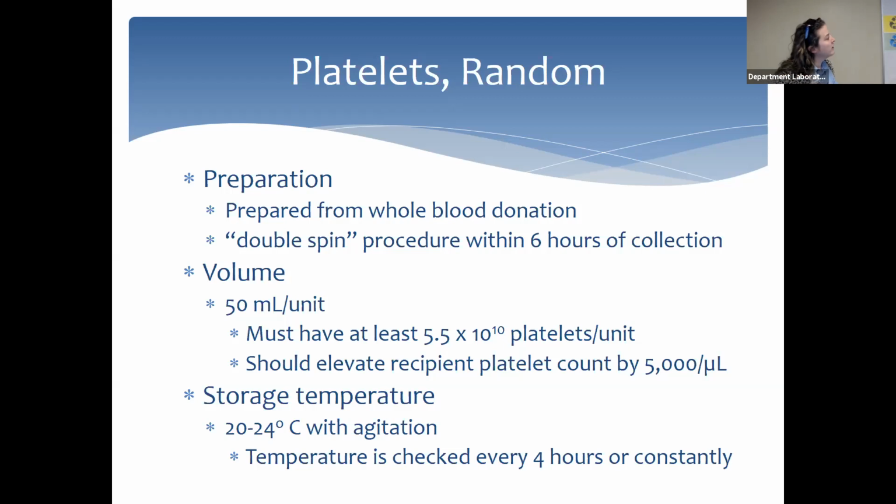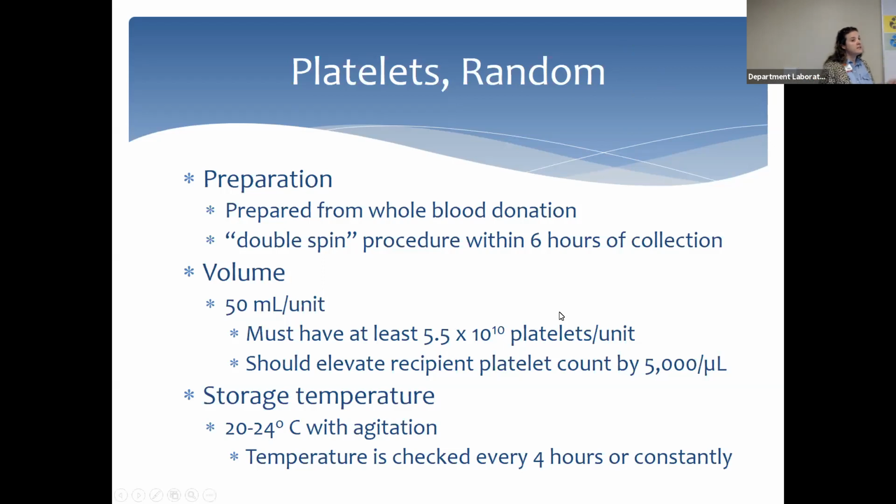Okay, so now we're going to move on to platelets. All right, so platelets, you might also hear them referred to as random. These are prepared from the whole blood collection after your double spin. So remember that the whole blood unit goes through a soft spin first, which separates your red cells from your platelet-rich plasma. So your platelets are still suspended in the plasma. Then it's going to go through another centrifugation to separate the platelets from your plasma. Okay, so that's your platelets, your random platelets.